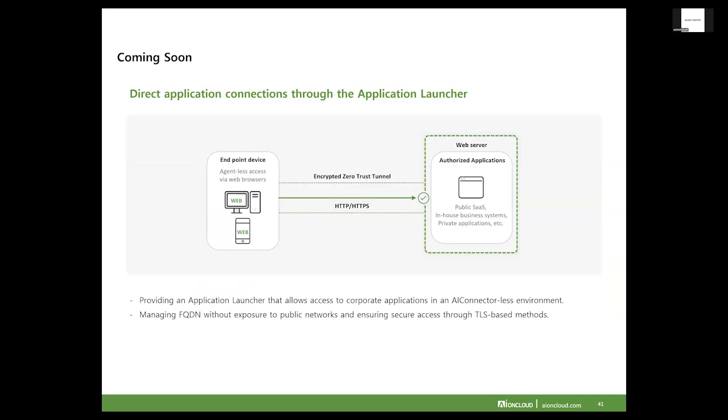Lastly, Ion Cloud will be releasing an agentless option soon, and this is called the application launcher. It will be a browser-based solution where you can access SaaS applications and private applications through the browser window. This will be especially useful if you have maybe a Linux operating system or an older, out-of-date Windows OS distribution. Also, it's very useful if you want to give third parties access to your resources, but they are reluctant to download your agent.